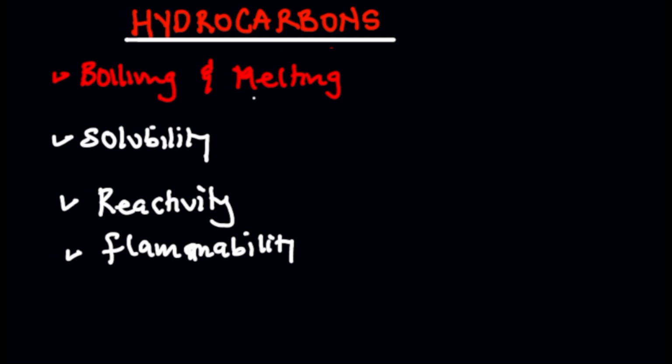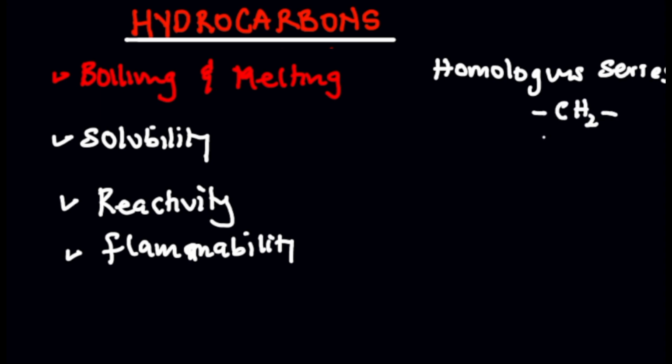When it comes to boiling and melting point, there's something we always talk about in organic chemistry, which is the homologous series. A homologous series is a series of compounds that differ from each other by just a single carbon and two hydrogens. That is basically what homologous series are. They have similar chemical properties, but different physical properties.